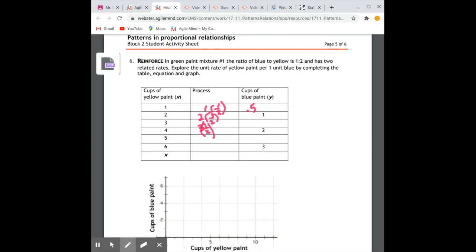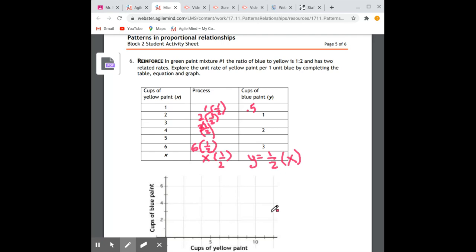I honestly don't know. Well, if you do 6 times 1/2, what do you get? In other words, what is half of 6? Half of 6 is 3. Correct. So half of x would equal y. So y would equal 1/2 of x.